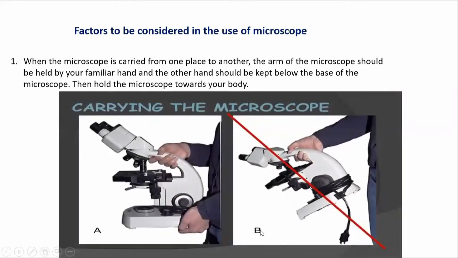As you can see, image B is the wrong way to hold the microscope and image A is the correct way. You can see now the arm of the microscope should be held by your familiar hand. Yes, this person is holding the arm of the microscope with his familiar hand, and the other hand should be kept below the base. The other hand is below the base. Then hold the microscope towards your body. You can see he's holding the microscope towards his body. Okay, so let's move on to the second one.